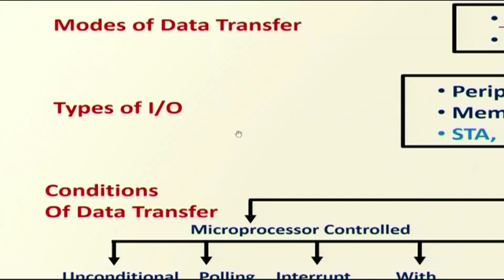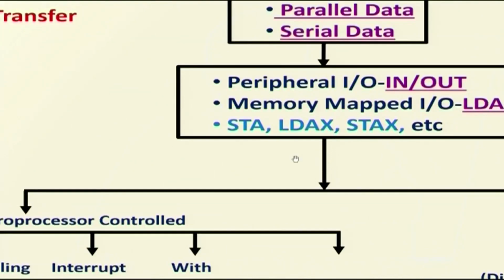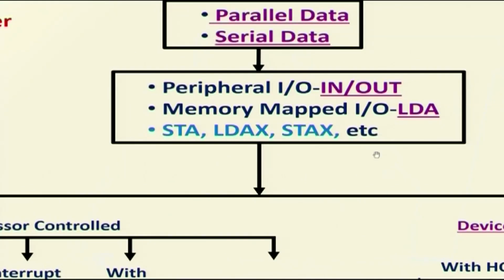The other topic is types of I/O. Types of I/O means how the microprocessor reads or writes data with the peripheral devices or memory. It can be performed with either memory or with I/O devices. When it is performed with I/O devices, this is called peripheral I/O. When it performs the operations with memory, it is called memory mapped I/O.